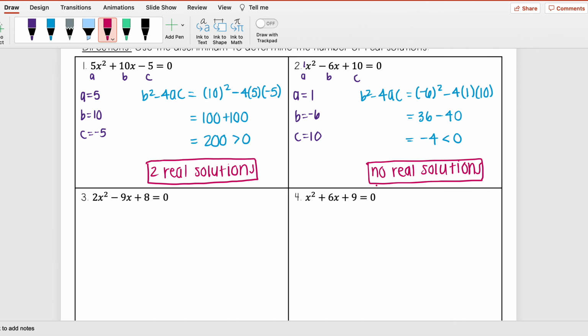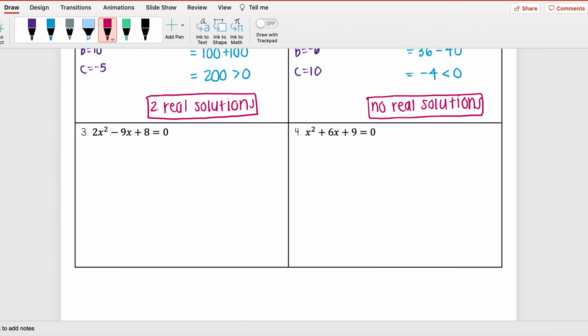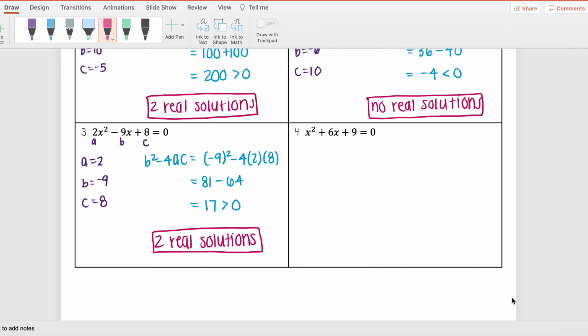Okay, go ahead and pause the video. I want you to try and do number 3 on your own. So the answer you should have gotten here was 2 real solutions. When you did b squared minus 4ac, you should have gotten 17 is bigger than 0. Again, when you are taking that square of a negative number, make sure you put parentheses around there, and you should end up with a positive 81 and not a negative.